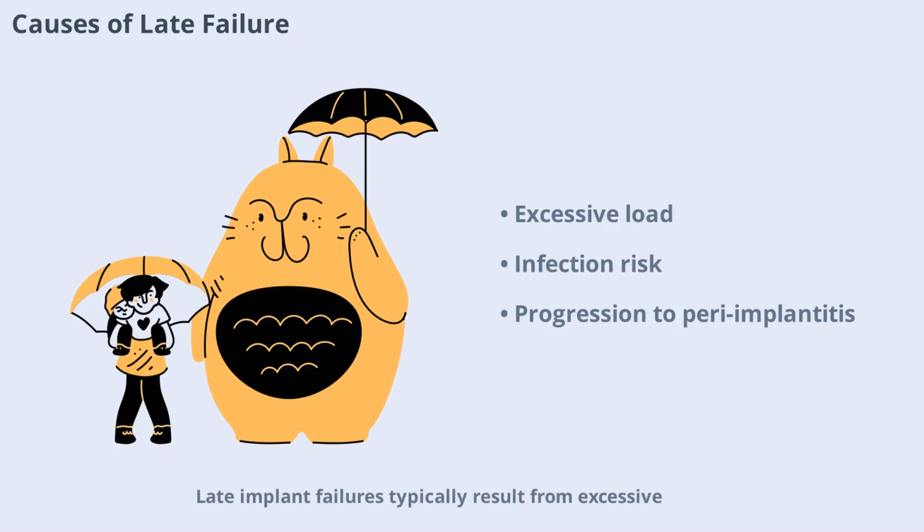Late implant failures typically result from excessive forces on the implant or from infections. Peri-implant mucositis, a reversible inflammation of the soft tissues, can progress to peri-implantitis if not managed. Both conditions can compromise the stability of the implant and ultimately lead to failure if not addressed promptly.